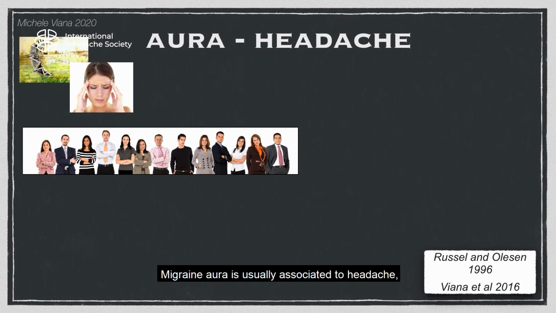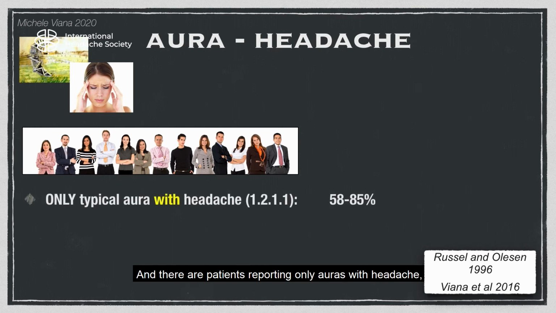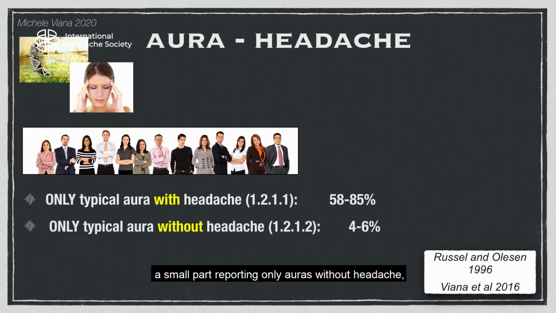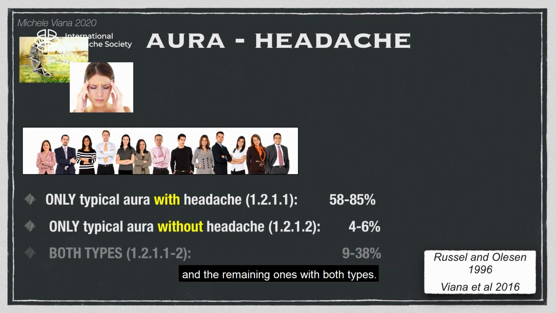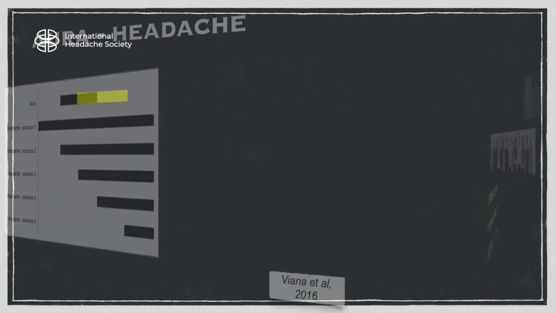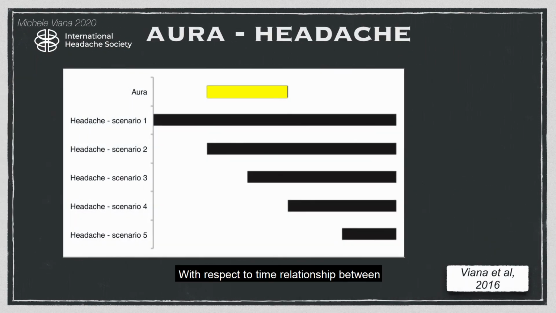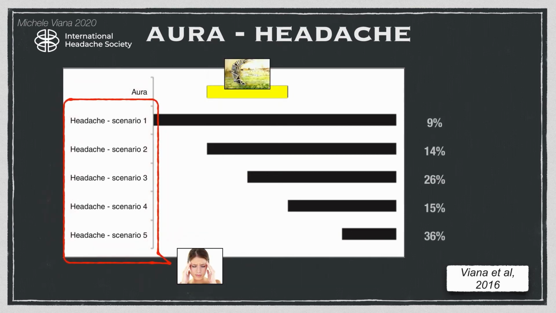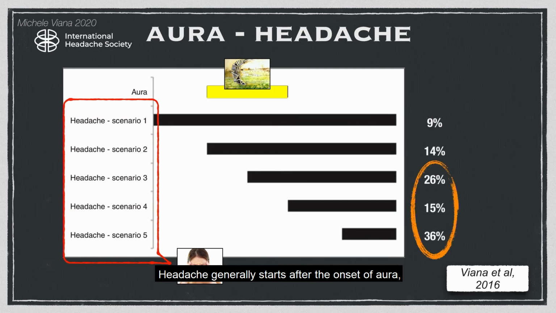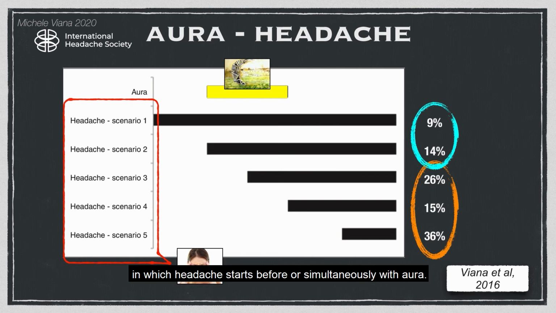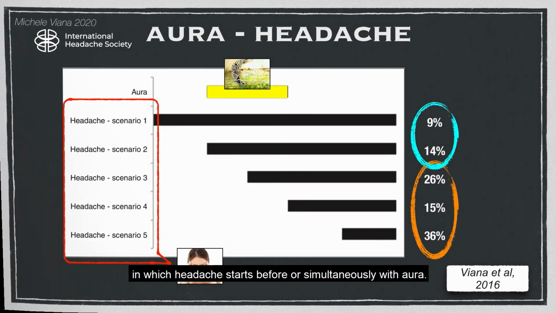Aura and headache. Migraine aura is usually associated with headache, but there are also auras without headache. And there are patients reporting only auras with headache, a small part reporting only auras without headache, and the remaining ones with both types. With respect to time relationship between the onset and the end of aura and headache, headache generally starts after the onset of aura, but there are also about 20% of cases in which headache starts before or simultaneously with aura.